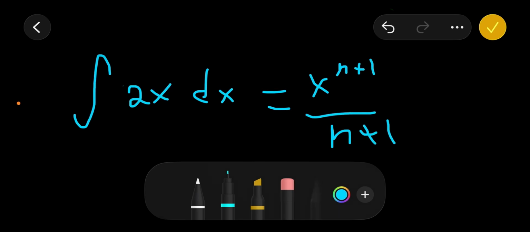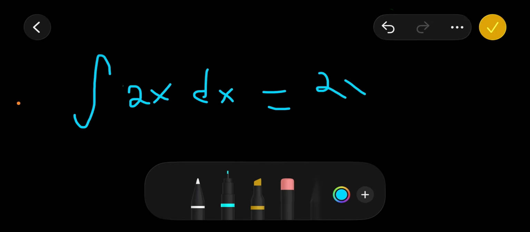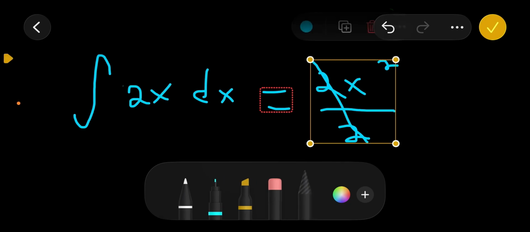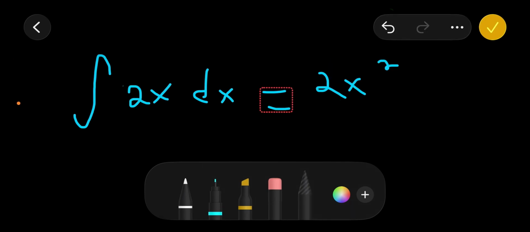So in this context, we have 2x. So we have 2x to the power of 1 plus 1, because there's an imaginary exponent of 1, or 2x squared divided by 1 plus 1, or 2. And they cancel on the top. And this gives us x squared, our original function. So integration is reverse differentiation.